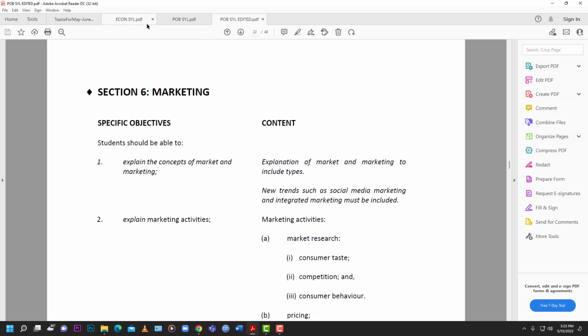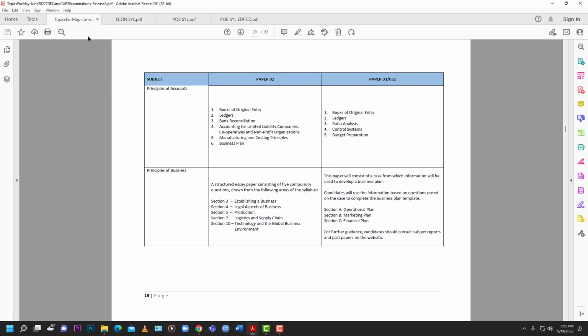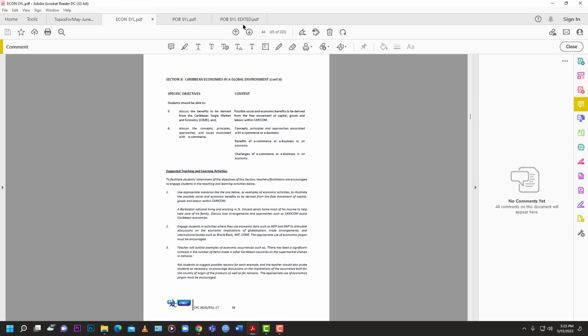Now, a very juicy one that they left out, marketing, right? I'm kind of shocked that they left out marketing. Marketing is nice and sweet, but hey, it's not there. So we can't make any noise about that.